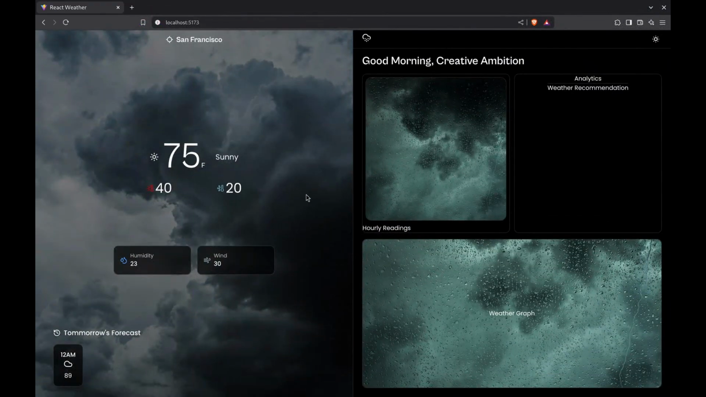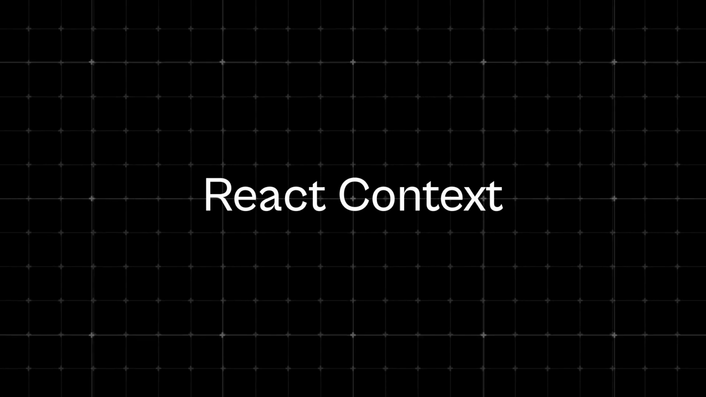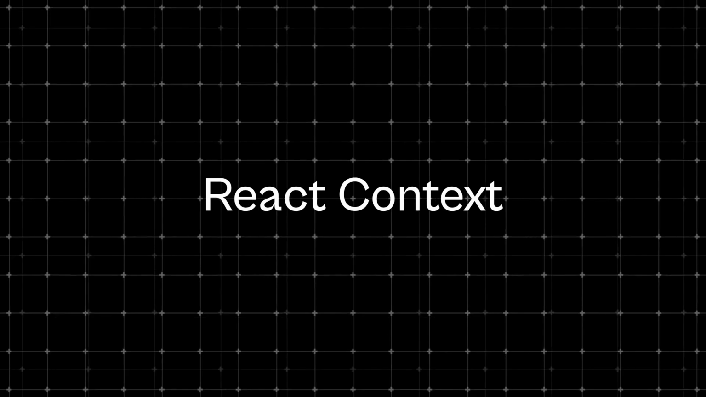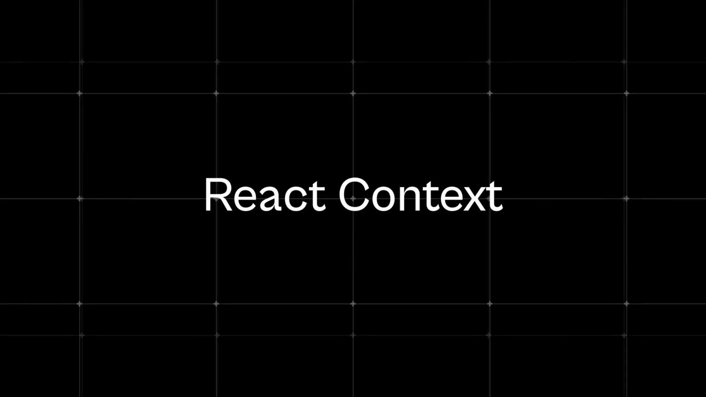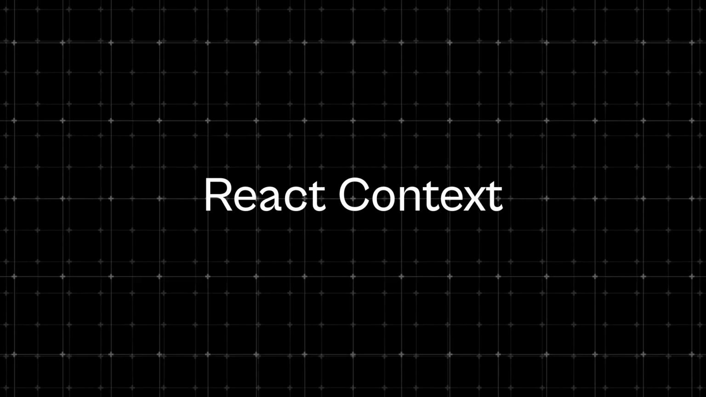Awesome, we've got the base layout done. Now it's time to bring in some real weather data for our dashboard. To handle that, we'll use a powerful feature in React called Context. It helps us manage and share data across components without having to pass props down manually at every level. Let's take a quick dive into how context works so we can use it effectively in our project.